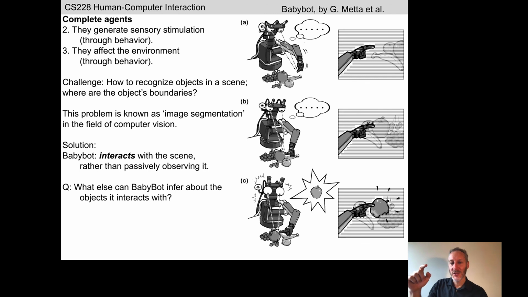We've got 3 minutes left, so let's just do one more step in BabyBot's journey to knowledge here. Let's assume BabyBot continues moving its hand around and comes into contact with the grapes. The hand comes into contact with the grapes. What happens in that case?